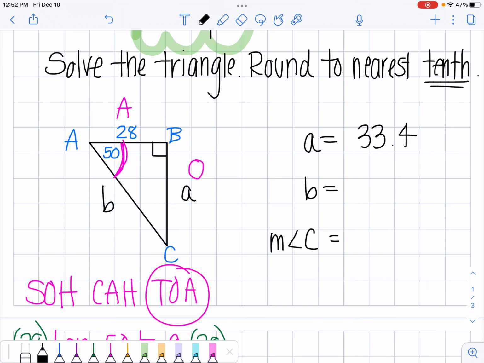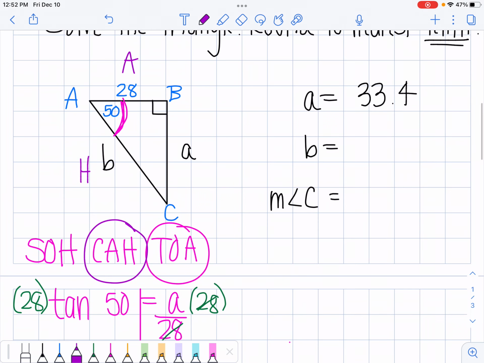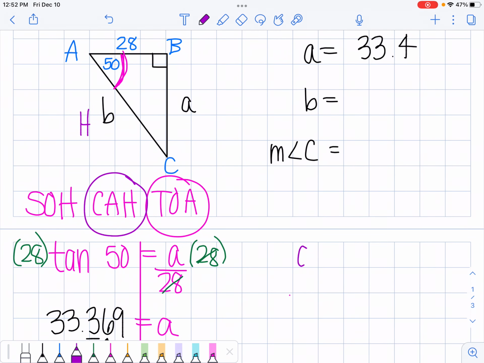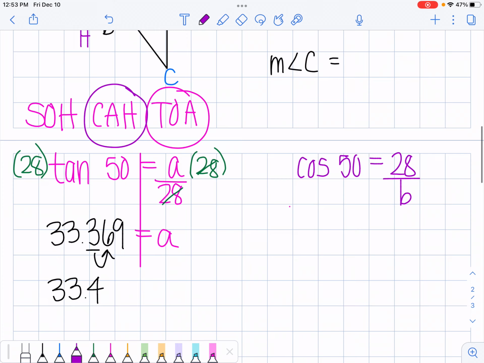Okay, for b, I'm going to still use the fact that my 28 is my adjacent side, but my b is actually the hypotenuse. So I have an A and an H. So I'm going to use cosine to find b. So I'm going to say that the cosine of my perspective angle is equal to my adjacent side, which is 28, divided by my hypotenuse, which is b, which I don't know.